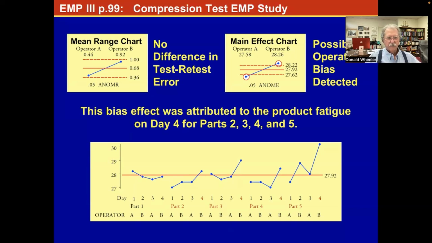And if we look at the values for each part, on parts 2, 3, 4, and 5, we see that eventually these parts take a compression set and they no longer fully relax. In other words, they get worn out when they get squeezed enough. And you see that happening with 2, 3, 4, and 5 on day 4. So in this case, we interpreted this apparent operator bias as a fatigue effect on the parts over time.